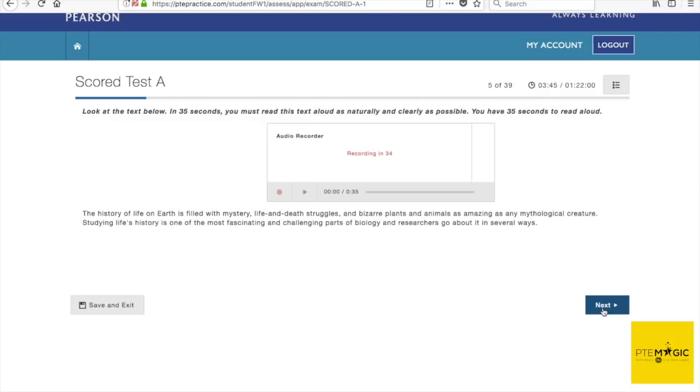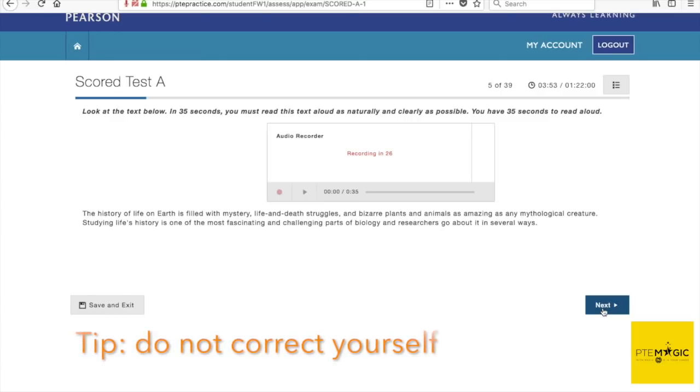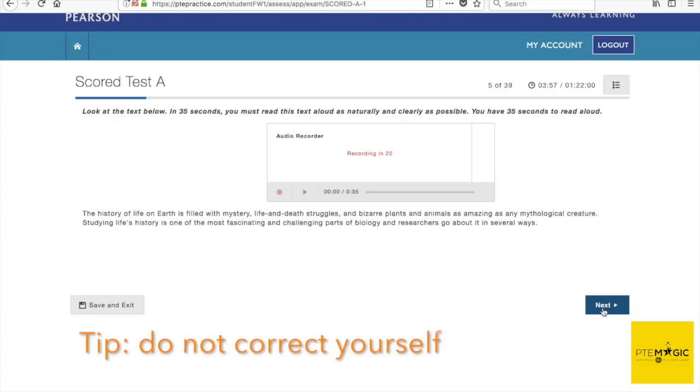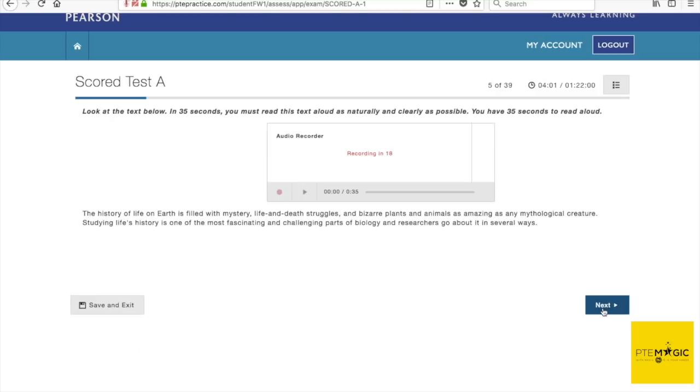So this time I've actually made a mistake on unprecedented. And if you notice, I didn't try to correct myself, but instead I just moved on. And that's what you need to do. So don't correct yourself, because you can actually trick the computer into thinking that you skipped the word very quickly and you can still maintain your fluency.